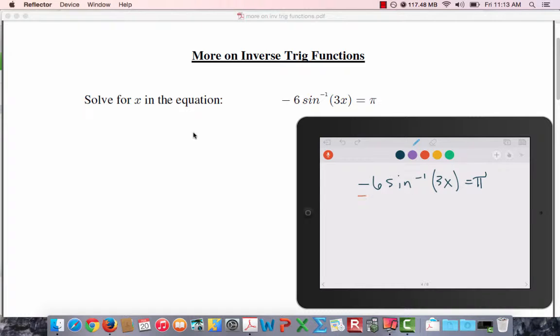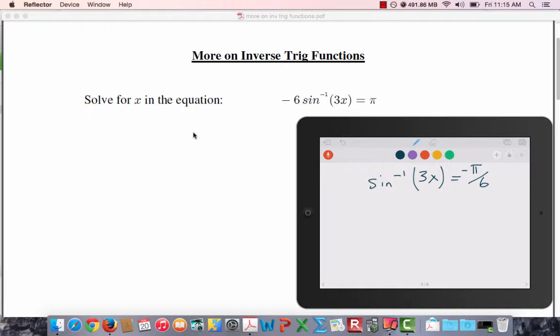So we begin by dividing both sides of the equation by -6. After the -6 cancels on the left-hand side, we end up with just sine inverse of 3x, and on the right-hand side we have -pi/6. So let's think about what this equation is now telling us. We can think about this equation in one of two ways.